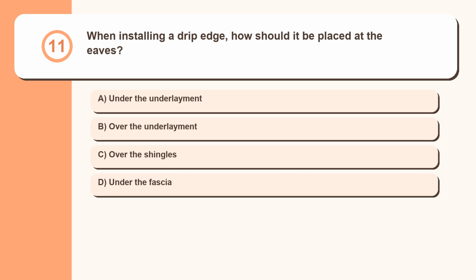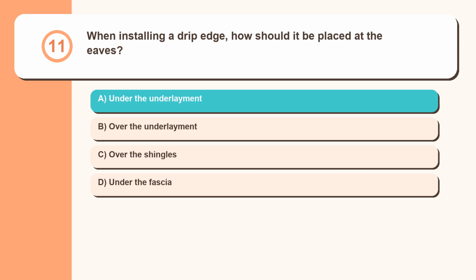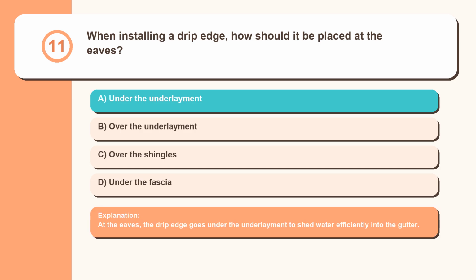Question 11. When installing a drip edge, how should it be placed at the eaves? Under the underlayment, over the underlayment, over the shingles, under the fascia. At the eaves, the drip edge goes under the underlayment to shed water efficiently into the gutter.